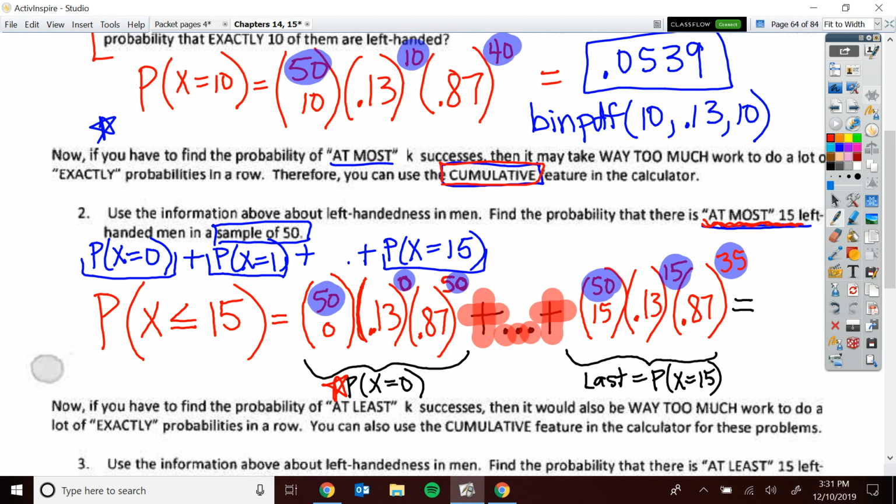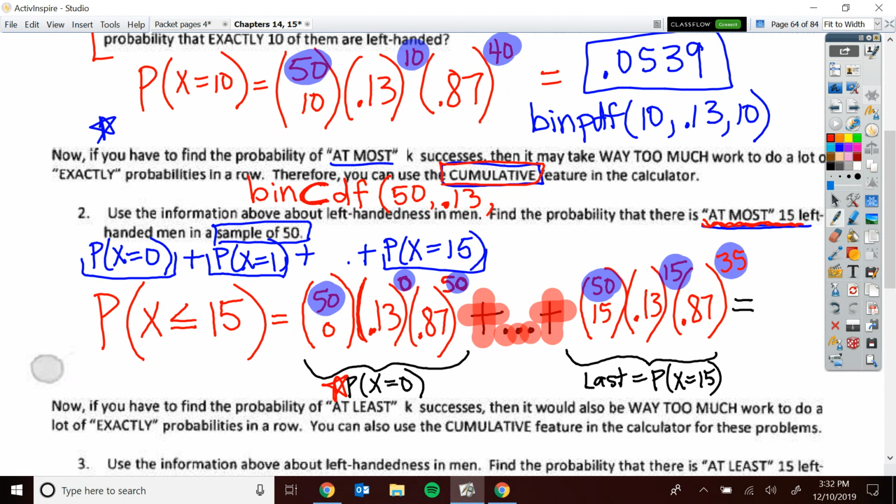So here's how that works. I'm going to write out the computing. So we're going to go binomial CDF for accumulate. And we have out of 50 trials, that's our N, the probability of success is 0.13. And how many do we want? How many successes do we want to go up to?